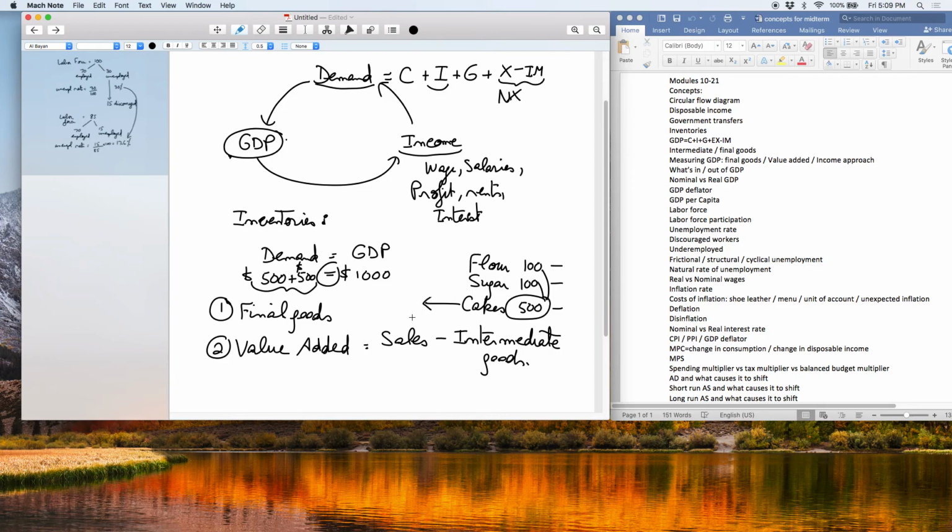The value added approach says, for every sector, how much did you sell? So in this case, flour, 100, minus what did you begin with? Maybe you began with the wheat. So how much value did you add? The sugar, how much did you sell? $100. What did you begin with? So how much value did you add? And in the case of cakes, you sold $500, you subtract from it the value of the intermediate goods, so you added $300 worth of value. Whether you compute GDP through the final goods approach or the value added approach, or you add up total demand, or you add up income, you should get the same number.